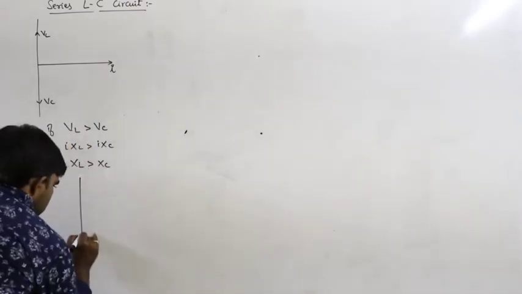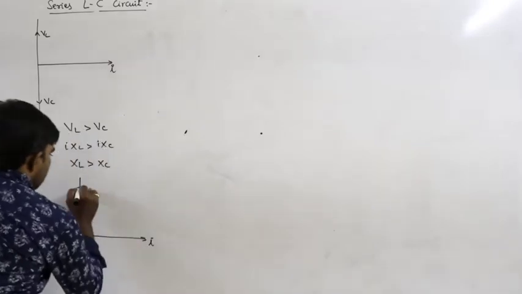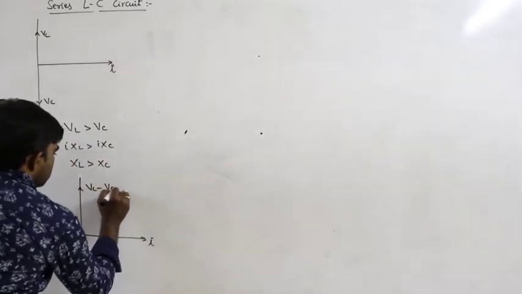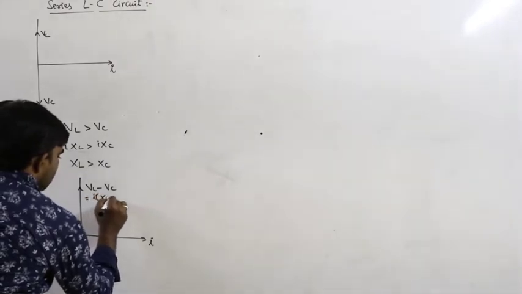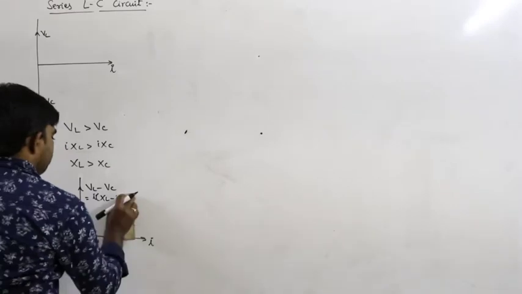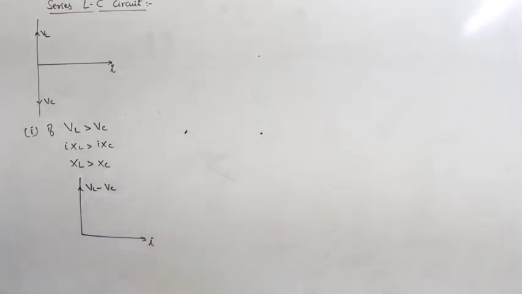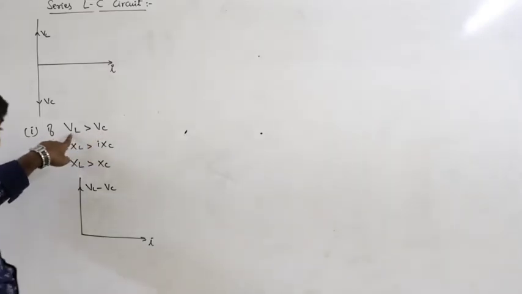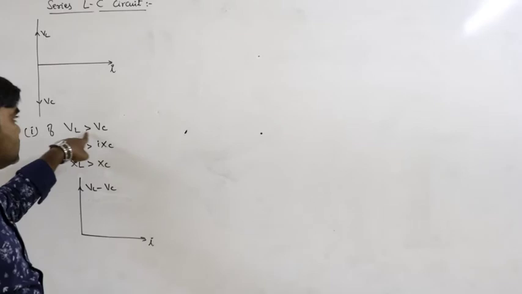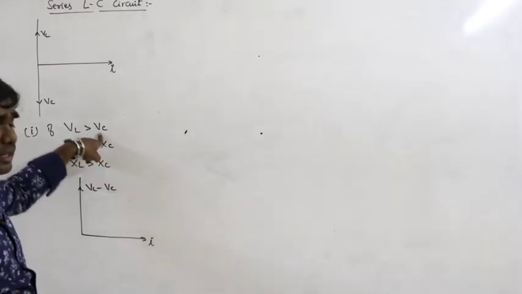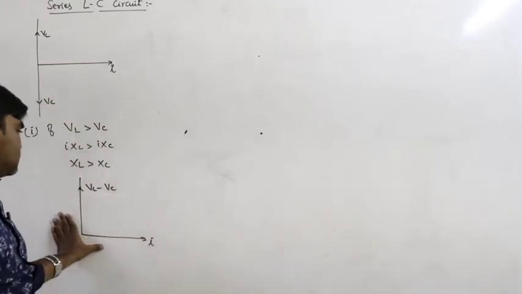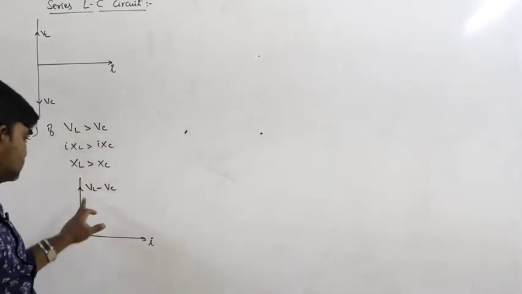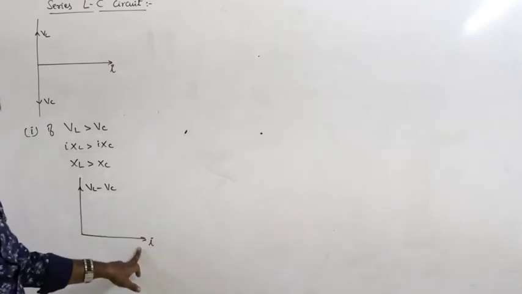If this happens, the net condition is this is I and this is VL minus VC. So that is equal to I into XL minus XC, so this is VL minus VC here. If VL is greater than VC, the potential across the inductor is greater than the potential across the capacitor, then the net potential is in this direction. So that is why the phasor diagram becomes like this. This is VL minus VC and this is I.